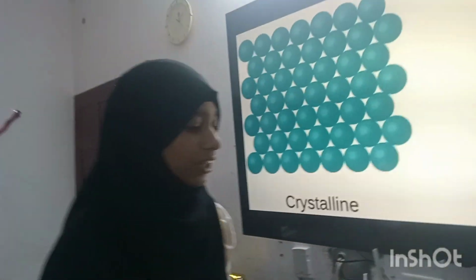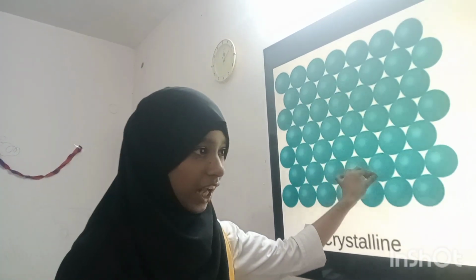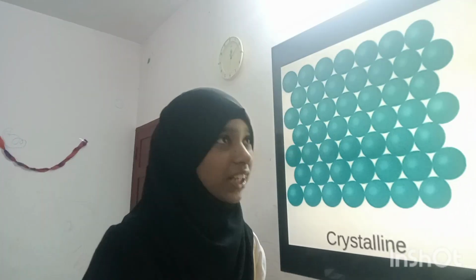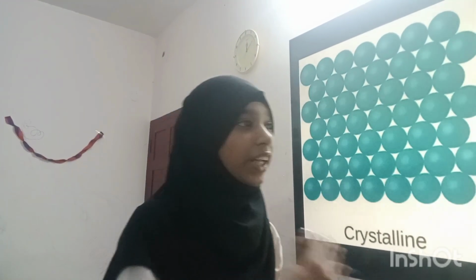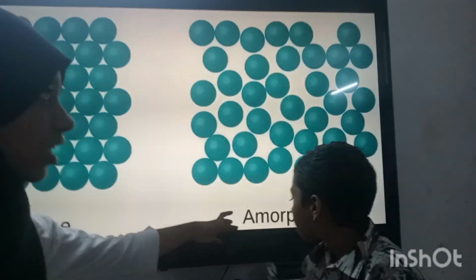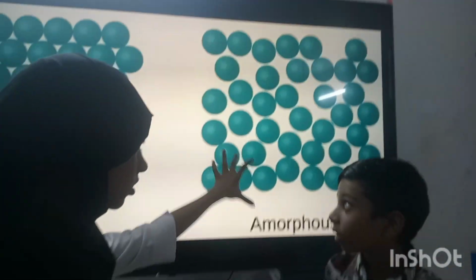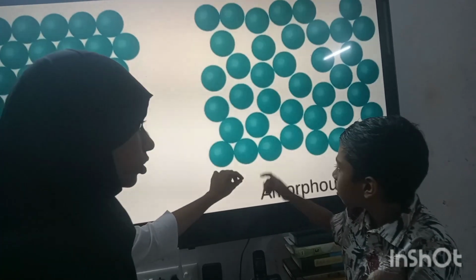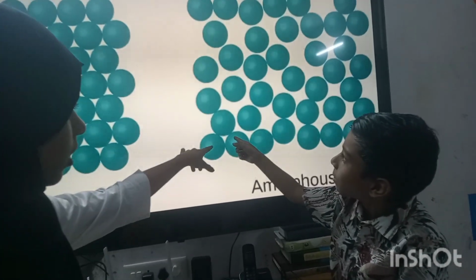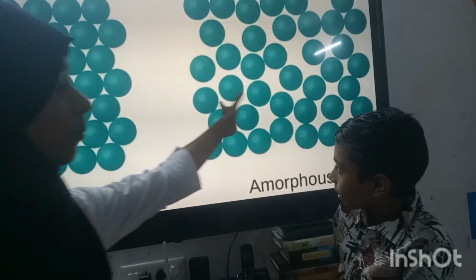When the visible light's energy and the energy gap are equal to each other, like it matches each other, it turns into heat energy. So that is absorption. And in amorphous structure, you can see that the particles are not very close to each other. Sometimes it is close, but sometimes it is not.